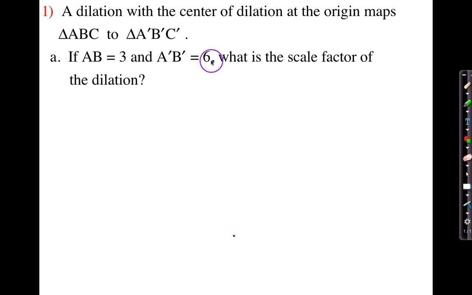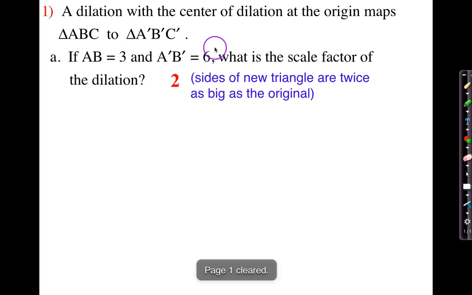Now, by what factor was it increasing? Well, it went from a 3 to a 6. It doubled in size, and for that reason, I can go ahead and state the scale factor was 2 because it was doubled. 3 times 2 is what gives me 6. So the sides of the new triangle are twice as big as the original.